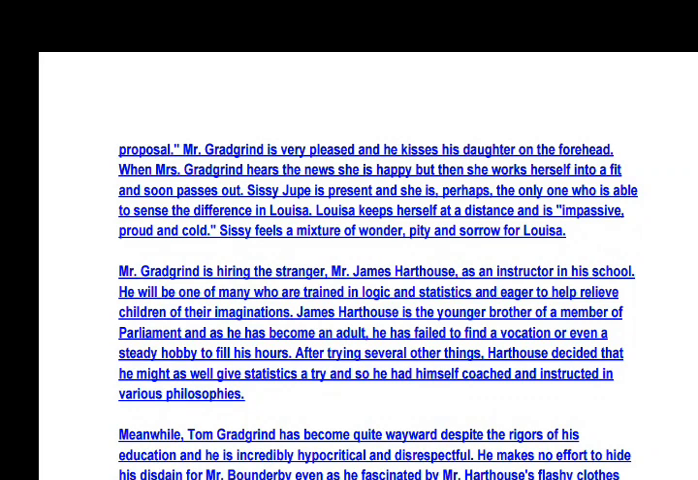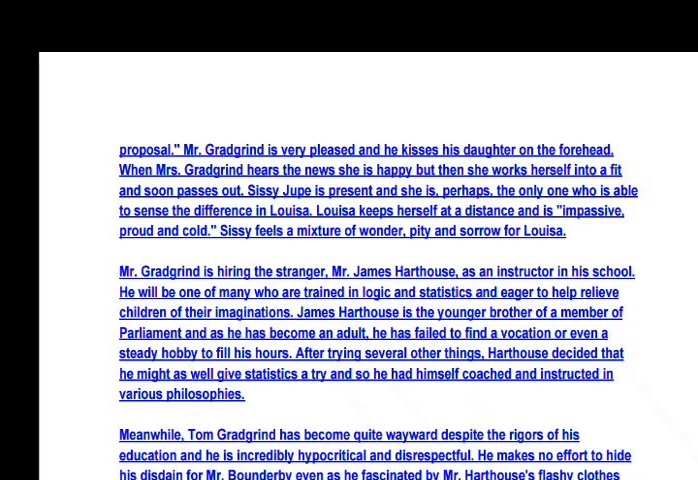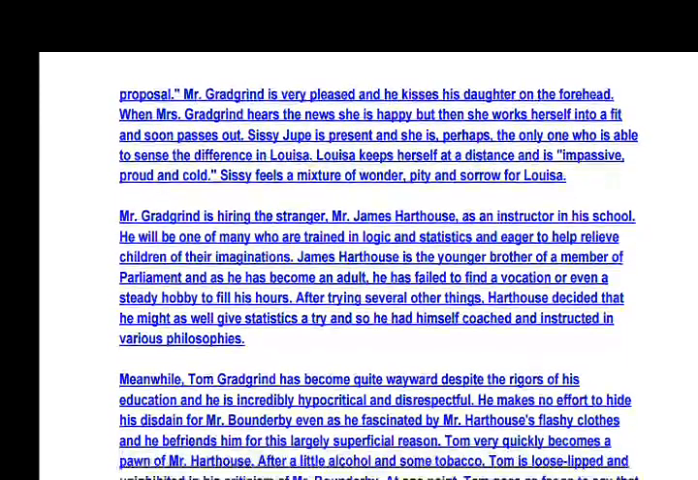When Mrs. Gradgrind hears the news, she is happy, but then she works herself into a fit and soon passes out. Sissy Jupe is present and she is perhaps the only one who is able to sense the difference in Louisa. Louisa keeps herself at a distance and is impassive, proud and cold. Sissy feels a mixture of wonder, pity and sorrow for Louisa.